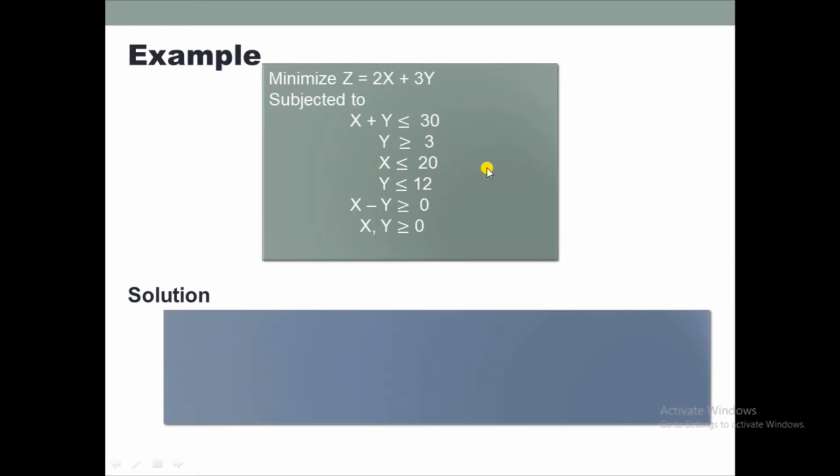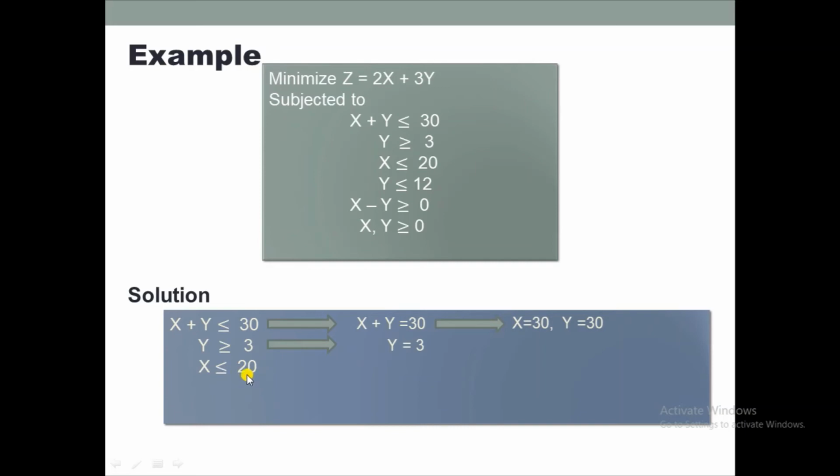So the first constraint is x + y ≤ 30. When we convert it into an equation, it becomes x + y = 30. Put x = 0, you get y = 30. Put y = 0, you get x = 30. So the coordinates are x 30, y 30. Second is y ≥ 3. When you convert it into an equation, it simply becomes y = 3.